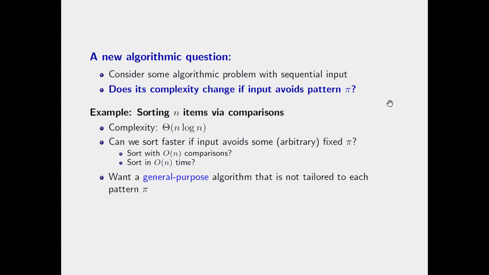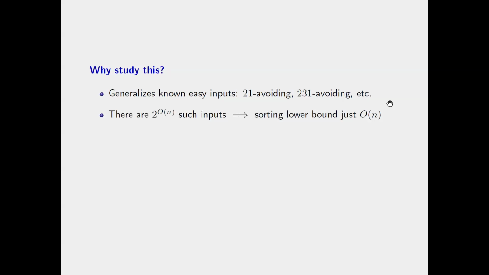Right, so we can ask this question for other problems also, other than sorting, but maybe sorting is a natural case. And it would be nice to have a general purpose algorithm which works for each pattern and not something tailored to each pattern specifically. So why study this? Well, first, this would generalize what is known to be easy. We know how to do it, like stack sorting, 2, 3, 1, 2, 1 avoiding, but maybe we can do it for every possible avoided pattern.